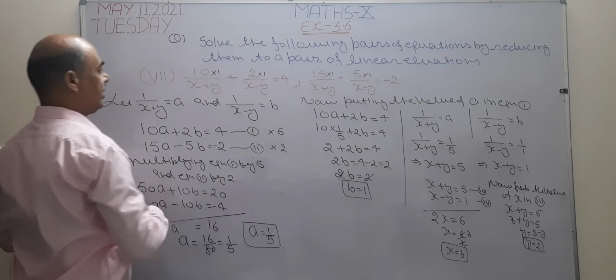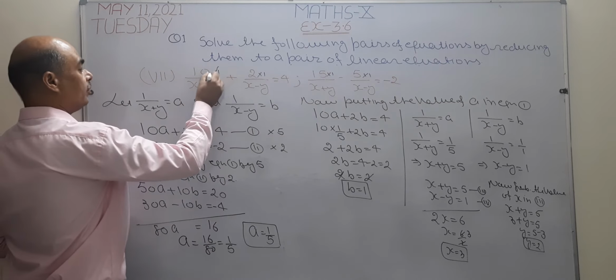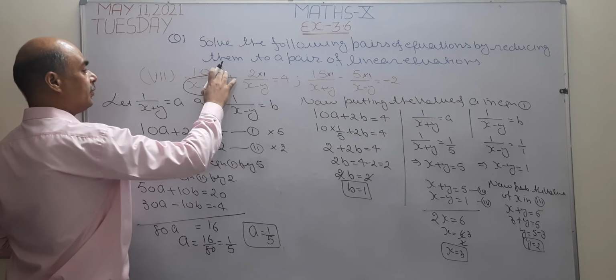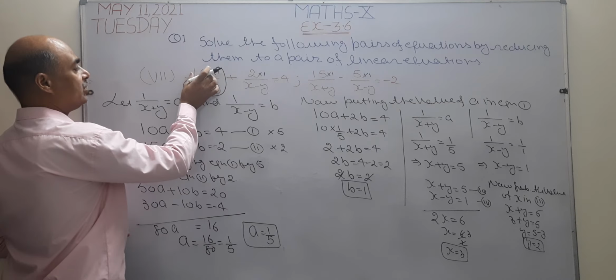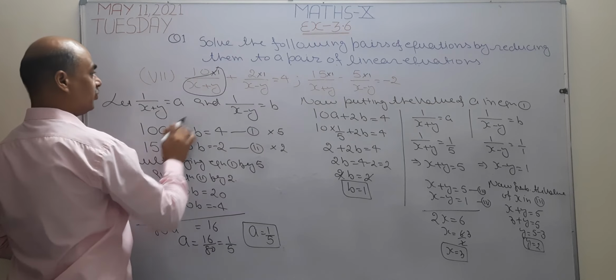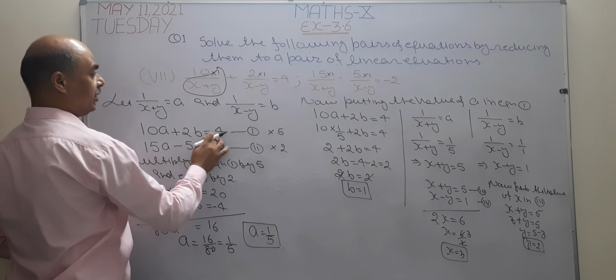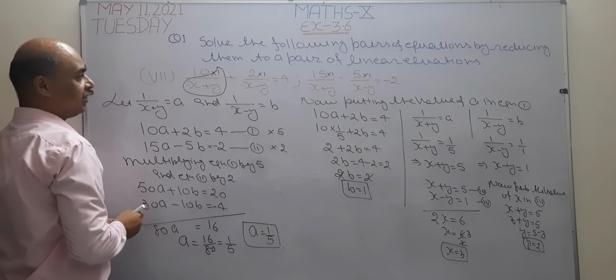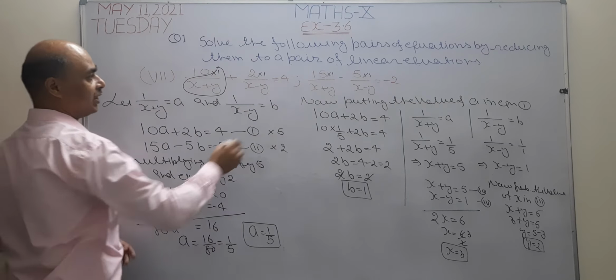When I take this complete term as a, and 10 lies in the numerator, this becomes 10a. So this equation reduces to 10a. Similarly this becomes 2b because I take 1 upon x minus y equal to b, so this becomes 2b. So the first equation reduces to 10a plus 2b equal to 4. Similarly the second equation becomes 15a minus 5b equal to minus 2. So I write here 15a minus 5b equal to minus 2.